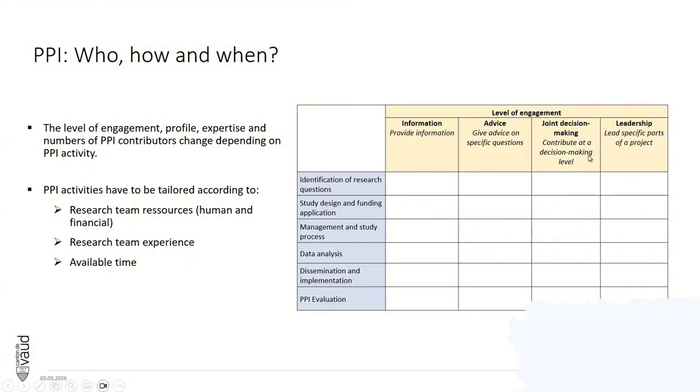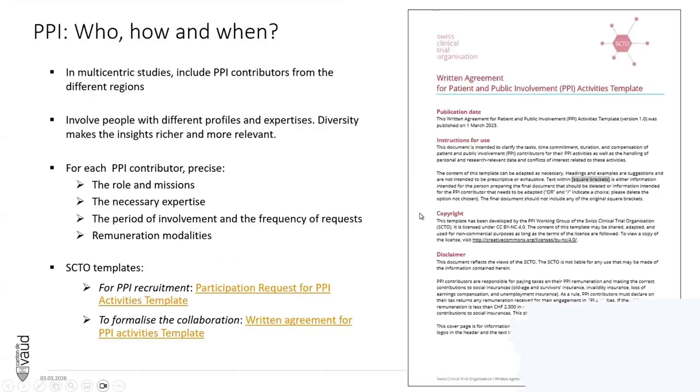Are they going to contribute at the decision-making level, or are they going to contribute to lead specific parts of your project? So those levels of engagement and the when they are going to be included really depends on the research team resources you have, the research team experience, and the available time you have, because you are going to fix your objective taking those different points into account. And also the number and profile and expertise of your PPI contributors will also depend on this reflection about the how and when.